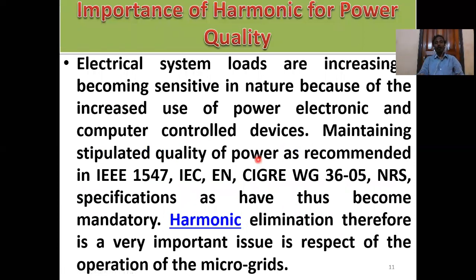Importance of harmonics for power quality. This is an important issue in microgrid systems. Why do we control harmonics? Electrical system loads are increasingly becoming sensitive in nature because of the increased use of power electronics and computer control devices. Maintaining stipulated quality of power as recommended in IEEE 1547, IEC, EN, NRS specifications has thus become mandatory. Harmonic elimination therefore is a very important issue with respect to the operation of microgrid systems.